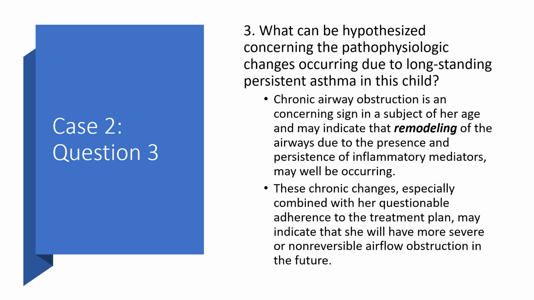So what can we speculate or hypothesize in this case? The chronic airway obstruction is a concerning sign in a 9-year-old patient. It may indicate that remodeling of the airway due to the presence and persistence of inflammatory mediators may well be occurring. These chronic changes, especially combined with her questionable adherence to the treatment plan, may indicate that she will have more significant, and possibly non-reversible, airway obstruction in the future. Not saying it's going to happen, but it's certainly a key that it could.